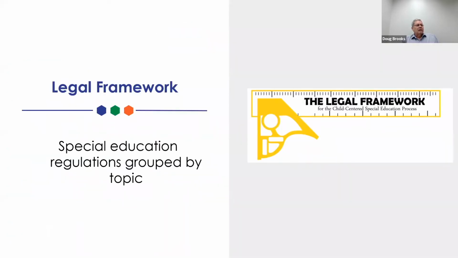And then the website I want you to be aware of is the legal framework. If you just Google the legal framework in your search engine, it'll pull up this website. And what they've done on this website is they've taken both the federal and the state regulations on special education, but then they have grouped them by topic. So if you want to know about the rights of private school children with special education services, there's a link for that. And it tells you all the things that are available and how it works and how to move through that.